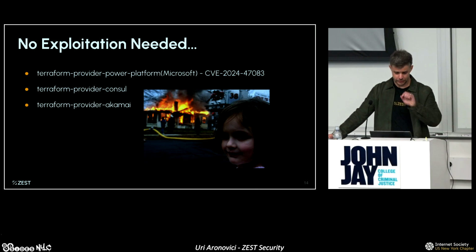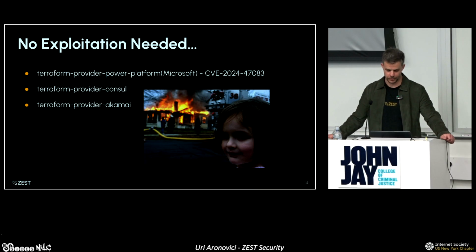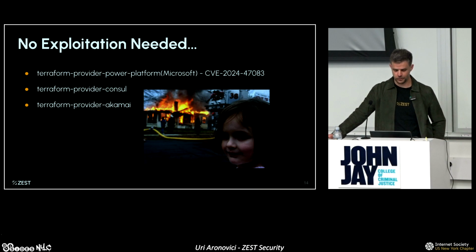In this example, this is interesting, by the way, you see three Terraform providers. The first one is part of Microsoft. It's the only one that has a CVE. The others have an open issue in the repository. If you go to the GitHub repository, for example, to Consul, you see the issue there, but there is no CVE related, which means sometimes we are going to miss the CVE itself.